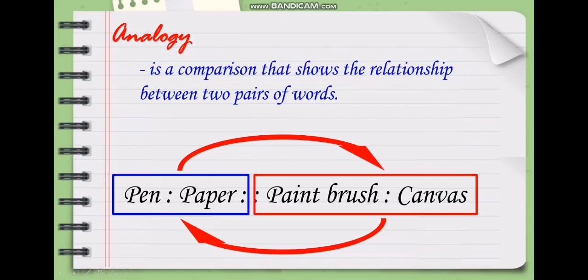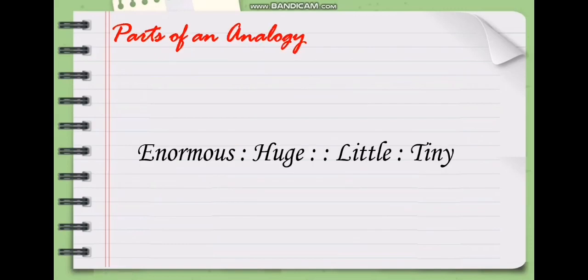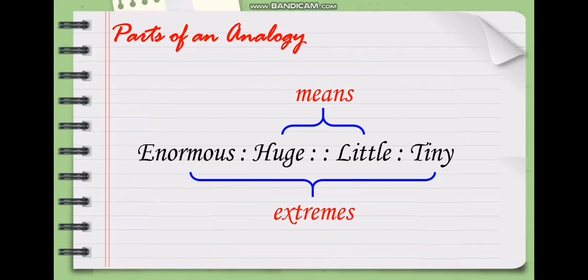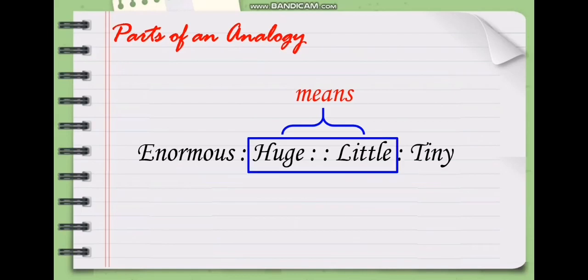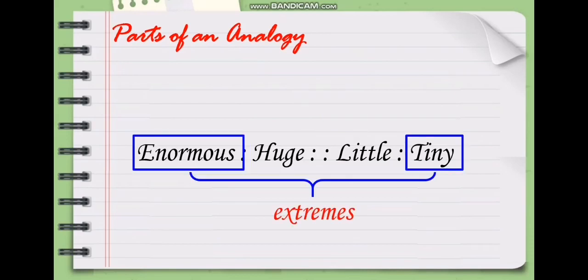In analogy, we also have parts, namely the means and the extremes. When we say means, these are the two words which are found at the innermost of the given set, while on the other hand, the extremes are the two words that are found at the outer left and at the outer right of the given set of an analogy. The means may also show a relationship, as with the extremes.